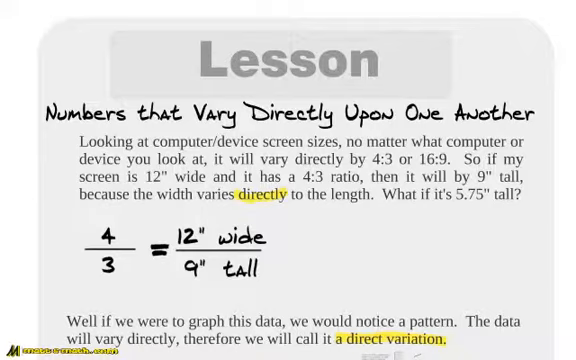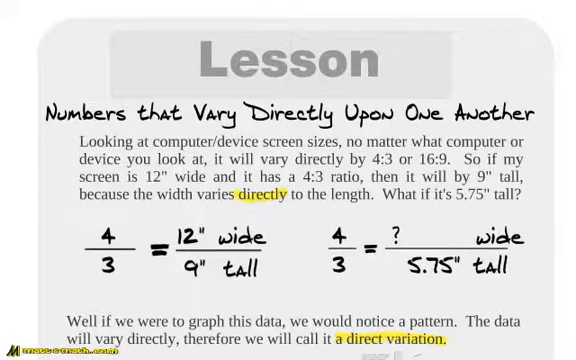What if it was 5 3/4 inches tall? What would we do there? Well, if we had 4 over 3, we had x wide and 5 3/4 inches tall. Just like before, cross multiply and divide. Nothing different there. And that can tell you that it's 7.67 inches wide.